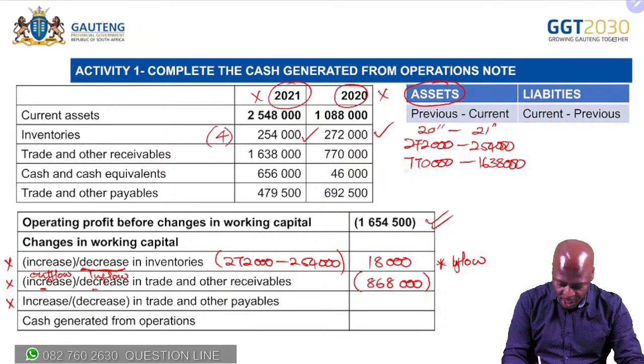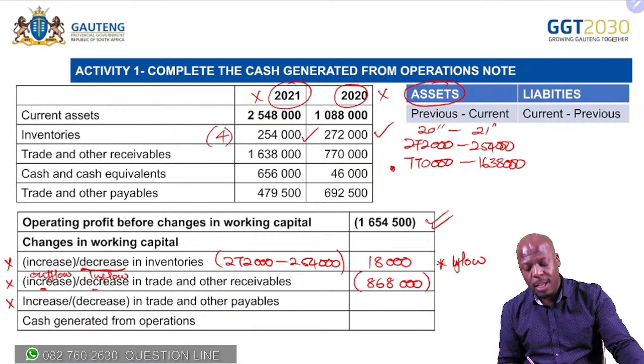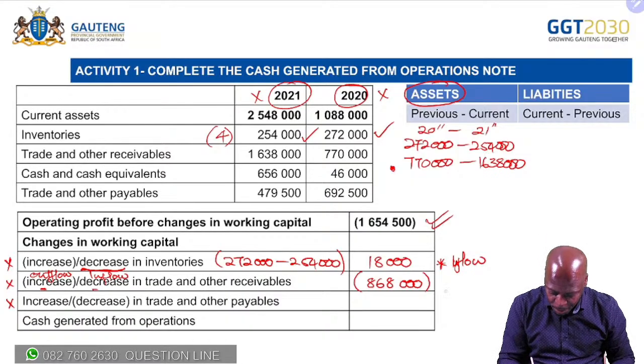Or I trust my calculator. Previous, 770,000. Current, 1,638,000. And the calculator tells me the amount is 868. But not only that, it is a negative. So I put a bracket. Bracket means it is an outflow.